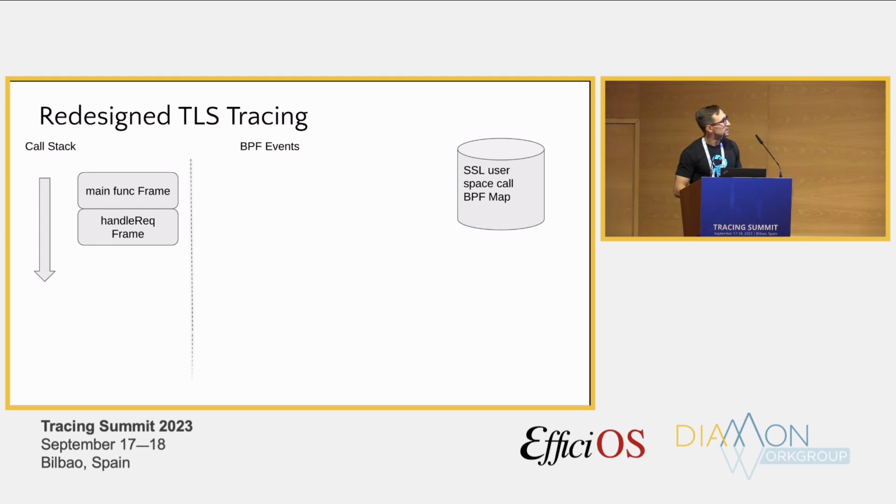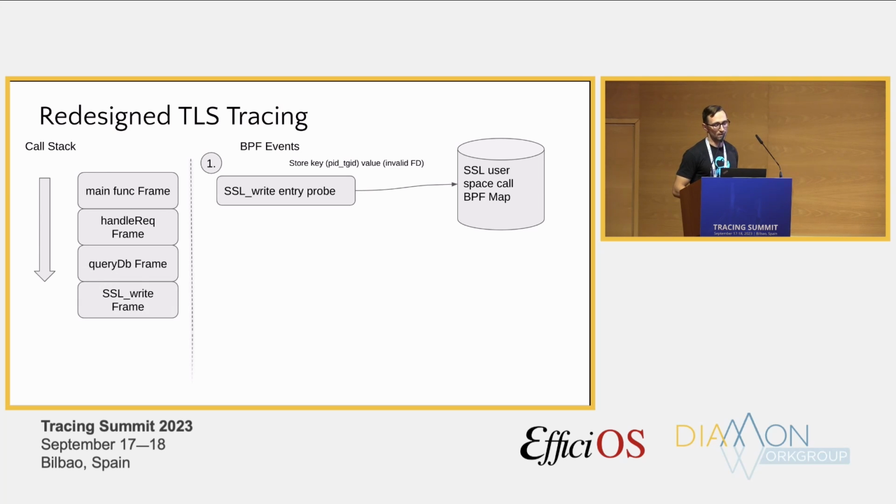So now that we've gotten that background out, I want to walk through how our tracing works and what BPF probes are firing as it's occurring. We're going to return to our fictitious HTTP service that queries a database. And so as the SSL write frame gets pushed onto the stack, our first BPF probe is going to trigger.